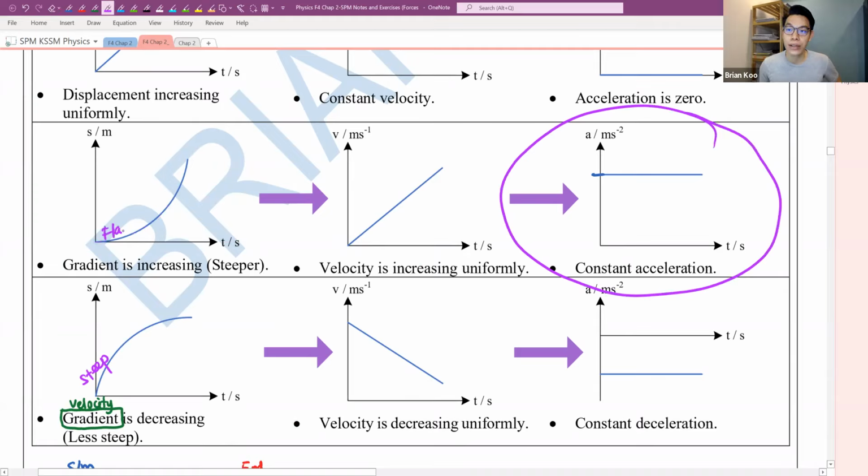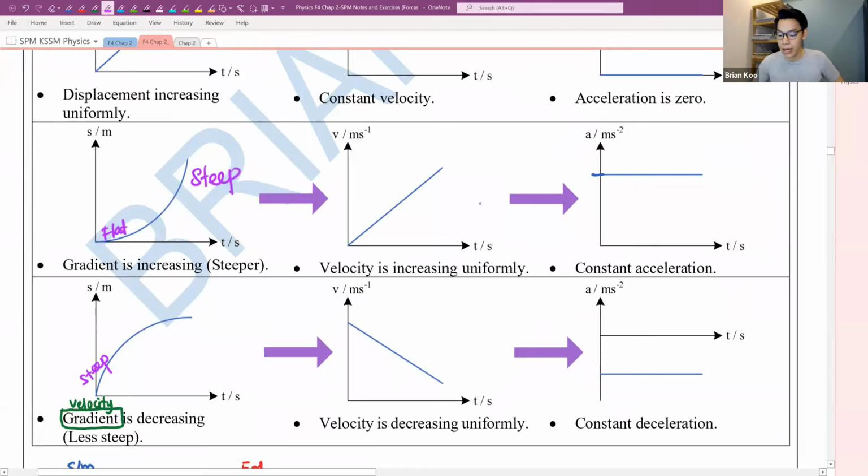At first, it's flat. That means how it increases is not very drastic. And then it gets more and more drastic. That's when it's getting more and more steep. Steeper and steeper and steeper.